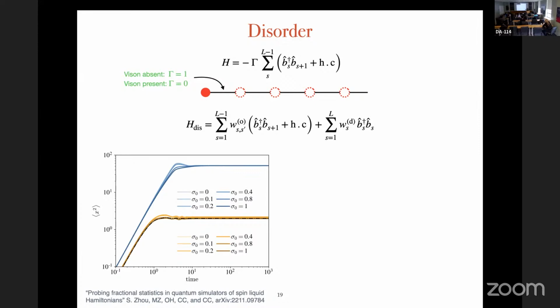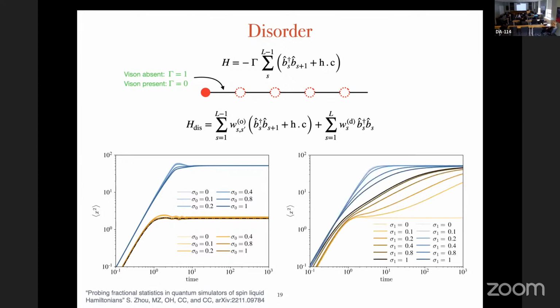However, when there is a vison, the spinon does not travel more than one lattice site apart, and the mean square displacement of the spinon basically saturates around one lattice site. So such a distinction persists up to very large diagonal disorder. However, this distinction becomes weaker and weaker as we turn up the off-diagonal disorder. And when the off-diagonal disorder is on the order of the hopping term, the distinction disappears, and the two cases merge.